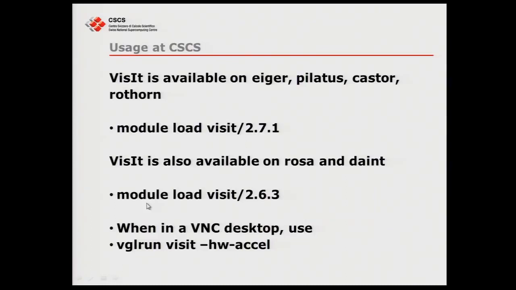VisIt is available at CSCS on Eiger, Pilatus, Castor. As of yesterday night on Rowthorn. Rowthorn is a machine at CSCS that may be interesting for you because it has 2 terabytes of RAM. It's the only such machine with a large memory available. VisIt is also available on Rosa and on Daint. Well, Daint is not open to the public yet, but Rosa is available. Some of you must be users of Rosa.